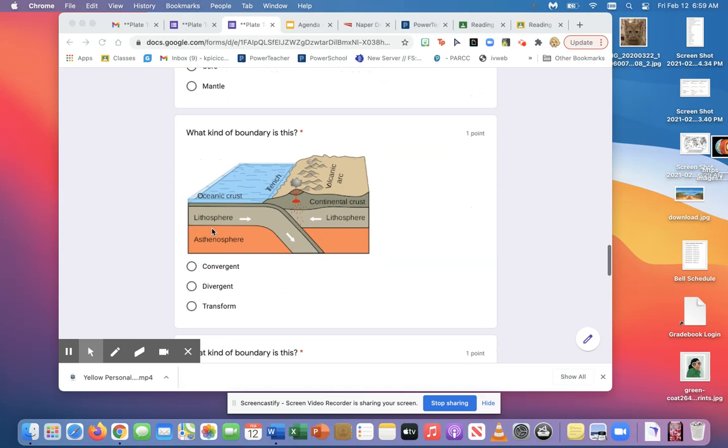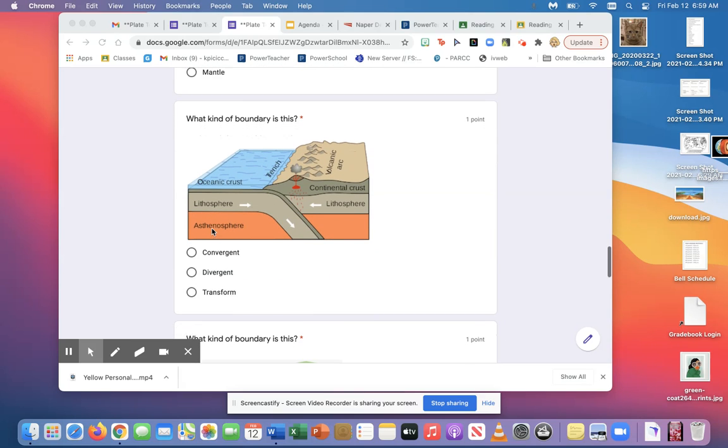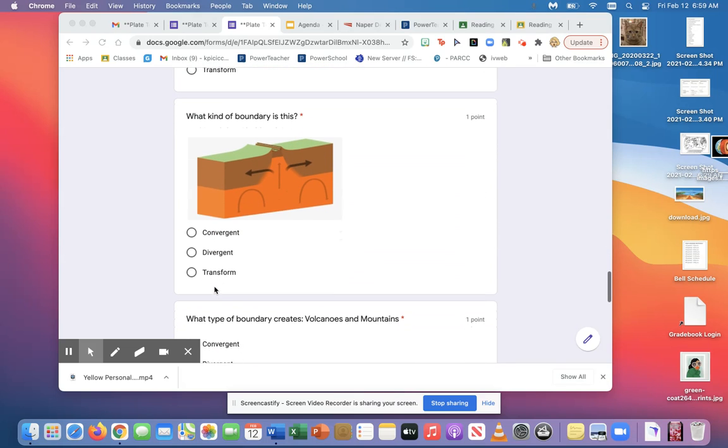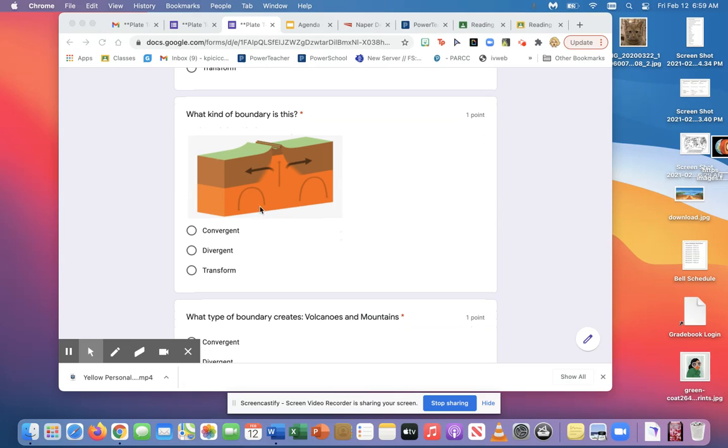Okay, next question. What kind of boundary is this? So, look at the arrows to help you. Move the arrows the same way we would move our hands to help you out. And then notice also what it makes. Look at what it makes, okay? So, is that a convergent boundary, a divergent boundary, or a transform boundary? Next question. What kind of boundary is going on in this picture? Again, look at the arrows. Move the arrows like your hands and see if you can kind of figure out. Notice that it's kind of like the land is dividing, right? So is that convergent, divergent, or transform?